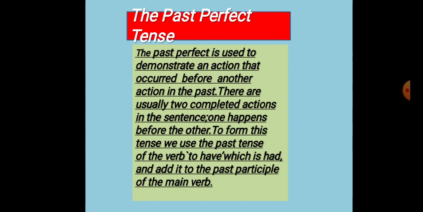The past perfect tense. The past perfect tense is used to demonstrate an action that occurred before another action in the past. There are usually 2 completed actions in the sentence. One happens before the other. To form this tense, we use the past tense of the verb to have, which is had, and add it to the past participle of the main verb.